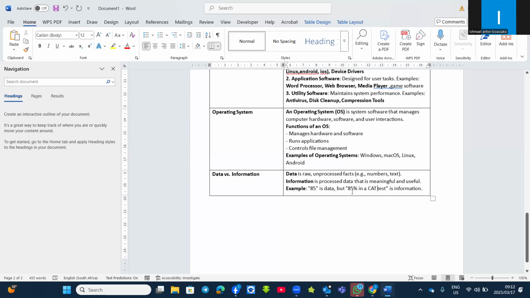Or you can say 82. 82 is just data, but when you say 82 degrees, then it is information.